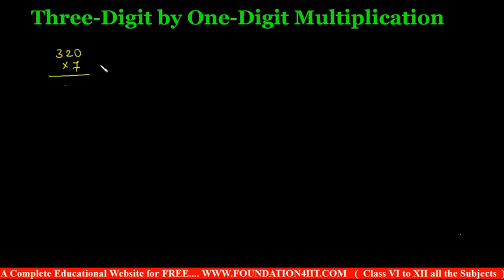To multiply this, generally we will take 7 into 0, again 7 into 2, 7 into 3, and the extra one we will carry forward. This is all you should remember. Instead of that, if you split the above value, 320 can be split like this: 300 plus 20. Keep in mind 320 is 300 plus 20.